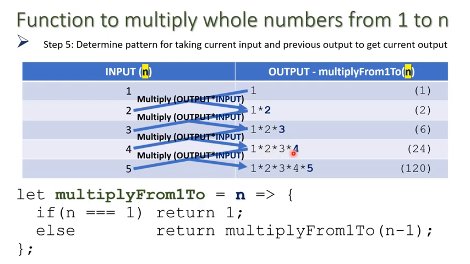Well, we take the previous output, 1 times 2 times 3, and multiply it with the current input of 4 to get 1 times 2 times 3 times 4. Now, of course, the pattern needs to work for the entire table, but we can see that it does. We will always multiply the output from the previous row with the input from the current row to get the current answer. So we multiply 1 and 2 to get the answer for 2, which is 1 times 2. This in turn gets multiplied with 3 to get the answer for 3, which is 1 times 2 times 3.